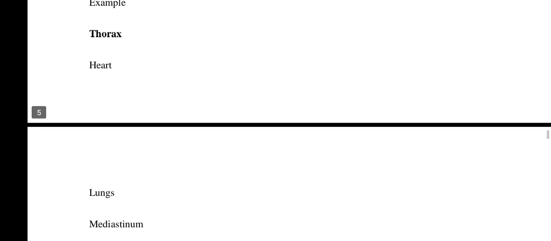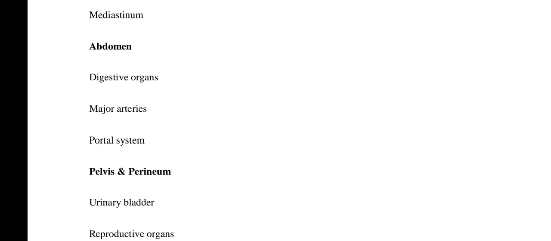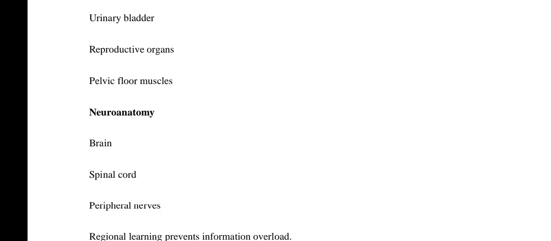You can take it region by region. For example, at the thorax, you take the heart, the lungs, the mediastinum. Under the abdomen, you take the major arteries, the portal system, the digestive organs. Pelvis and perineum, you take the reproductive organs, the external, the internal, the pelvic floor muscles. This is one way to study anatomy better. Use regional classification, and it sticks more than just reading in isolation.